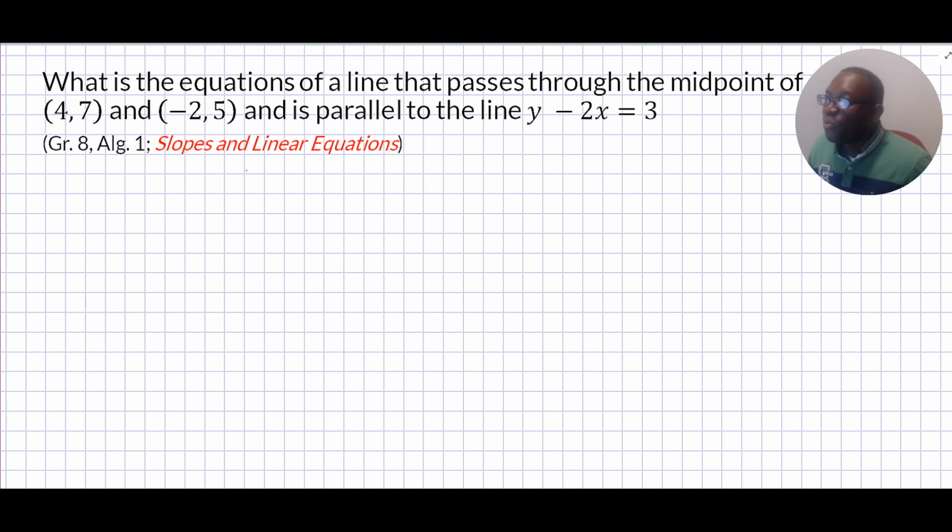Next question. What is the equation of a line that passes through the midpoint of 4, 7 and negative 2, 5 and is parallel to the line y minus 2x equal to 3?